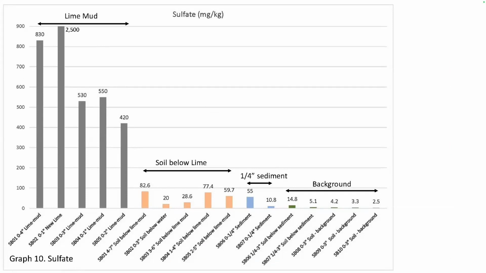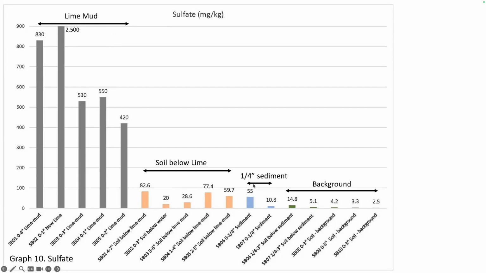I don't think it was all intentional. It was carelessness. Yeah, it was pretty bad. We got some interesting results on that. One of the things we were worried about was sulfate. So I broke this out. The lime mud had lots of sulfate in it. The soil below the lime mud had fair sulfates, detectable levels.